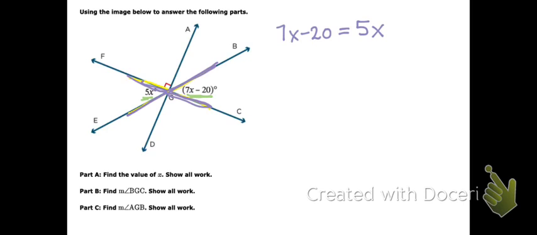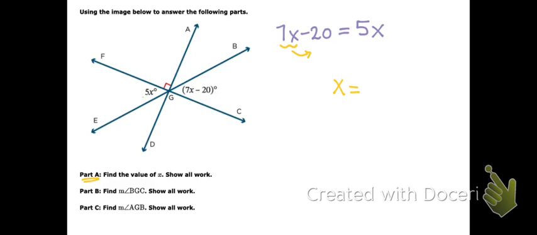So they are congruent. So in order to solve for x, you need to move the 7x over to the other side and then divide in order to see what x is. So that is your answer to part A.